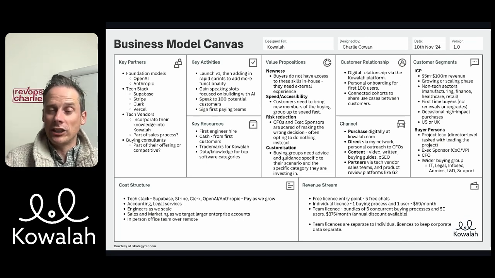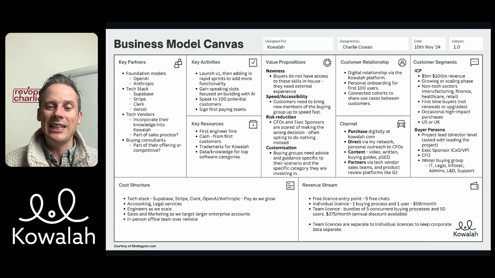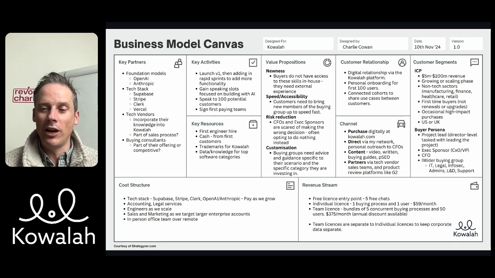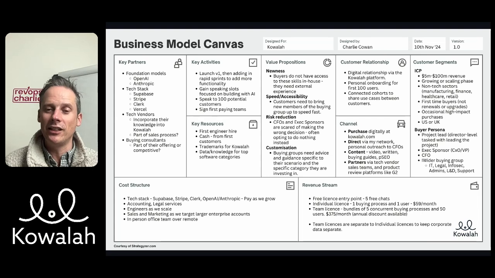If you actually want to invite the rest of your buying team, then you get a team license. And this is a bundle of 5 concurrent buying processes and up to 50 users. So it's the concurrent buying processes, which is the main metric. And you can obviously buy more than one bundle.